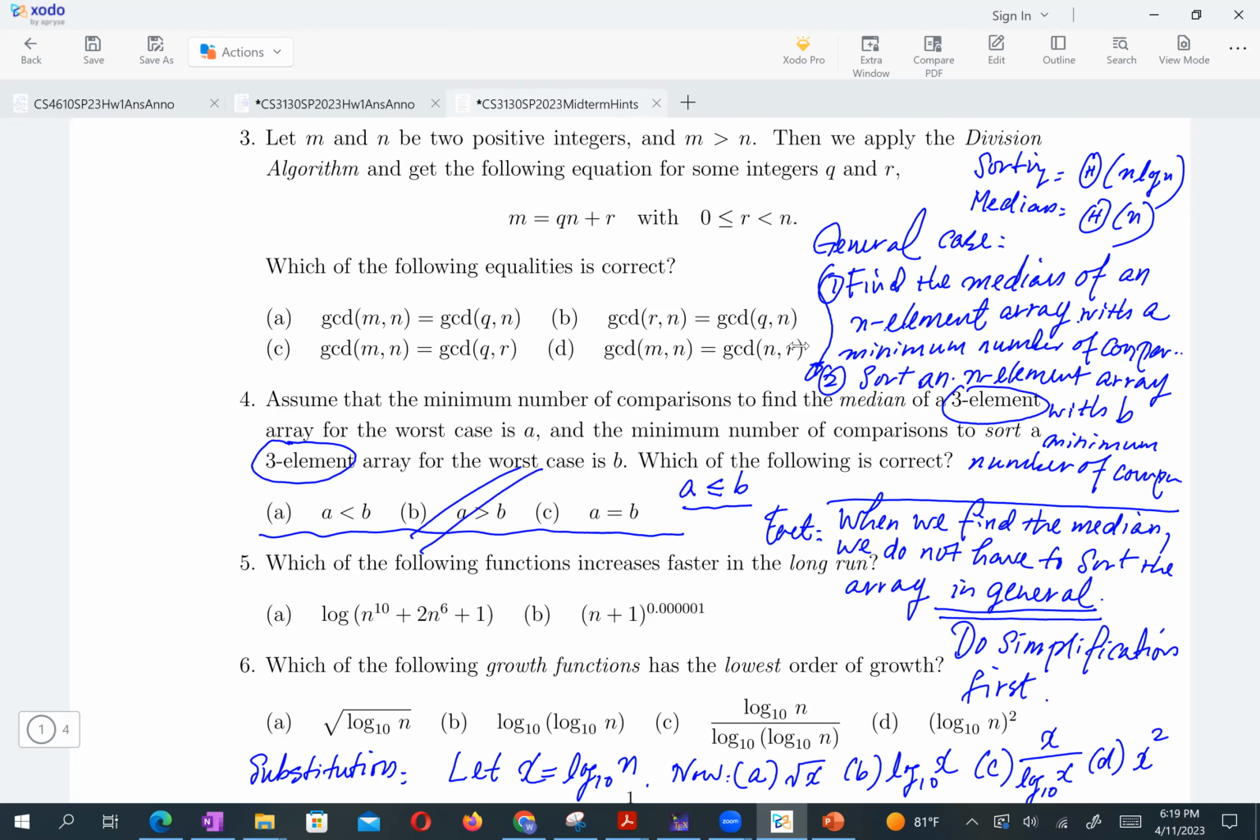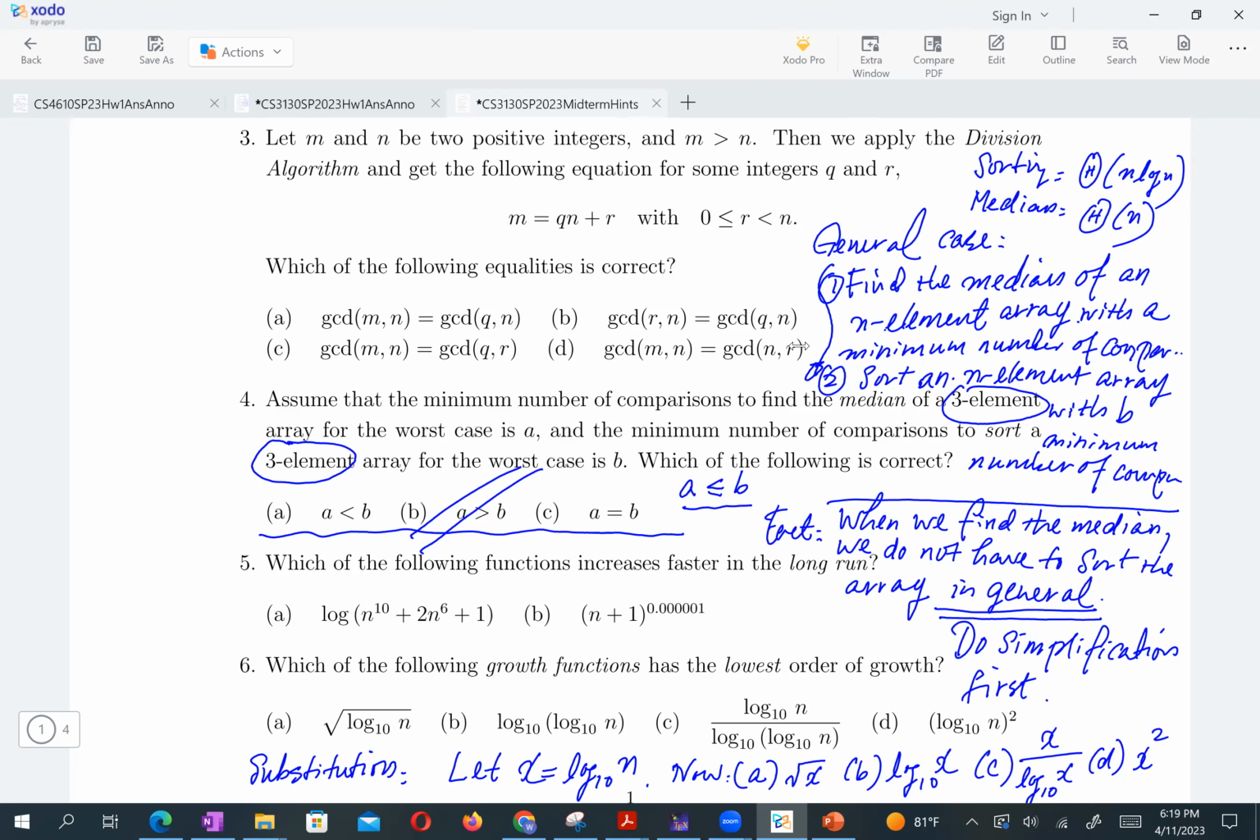Can you solve the 3-element array for the worst case? You still need to do it for the worst case, based on our previous comment. How many comparisons do you need to sort a 3-element array? It's very simple. You just do it.